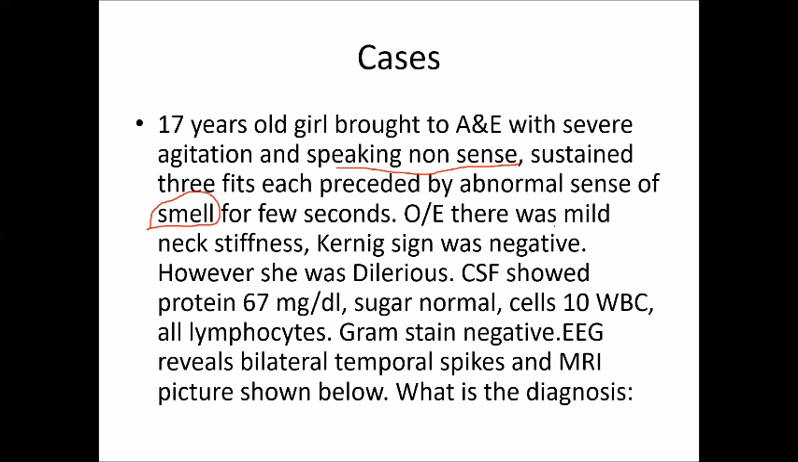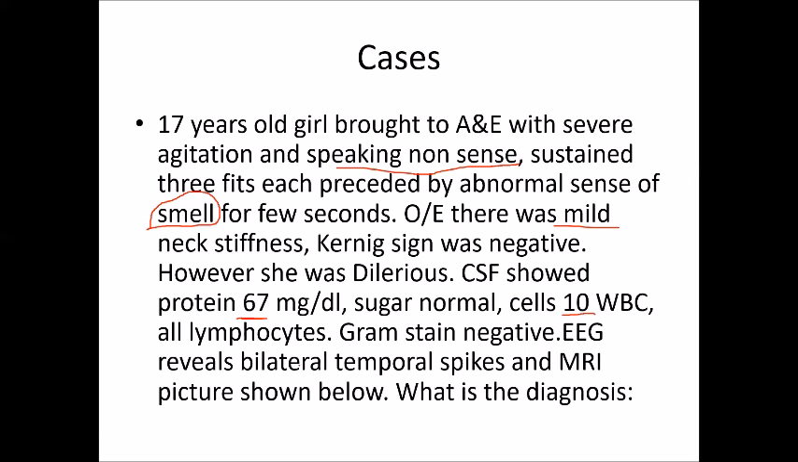On examination, there was rather mild neck stiffness. Kernig's exam was actually negative. However, she was delirious. It means that she was having delirium, which is agitated confusion. CSF showed a protein of 70 milligrams per deciliter, so it's high, but it's not very high, not like what you used to see in the other slides. The sugar was normal in CSF, and the cells were slightly high, like 10 per cubic millimeter, all being lymphocytes. So this is abnormal. Gram stain was negative, totally negative.